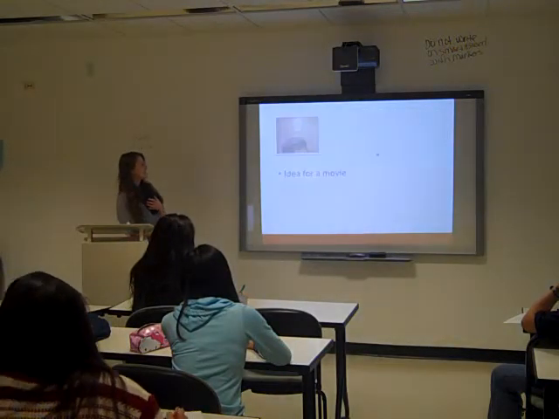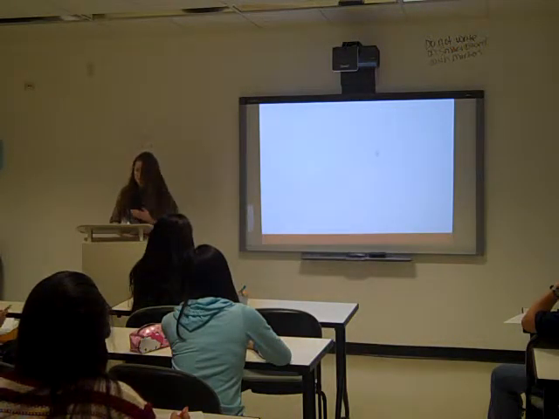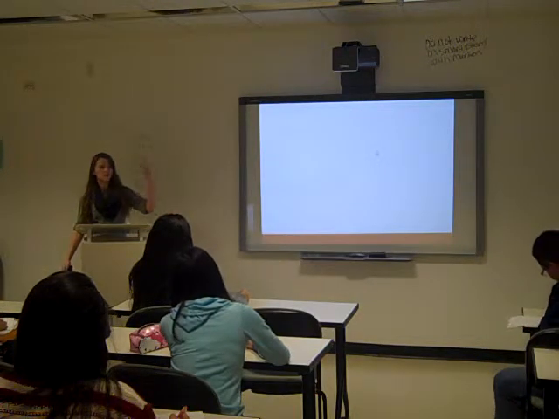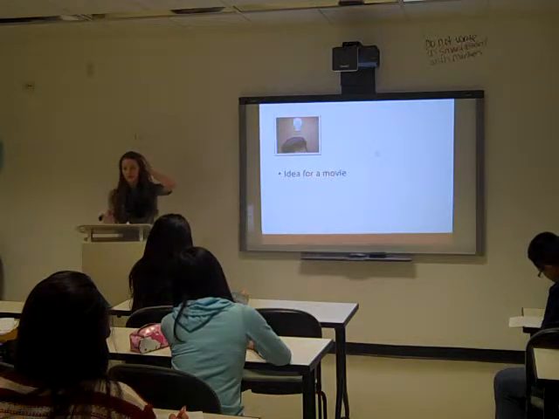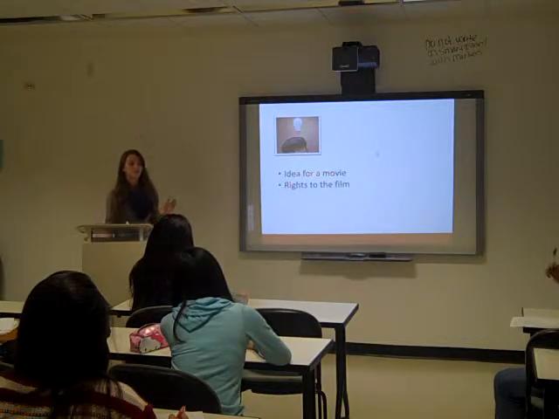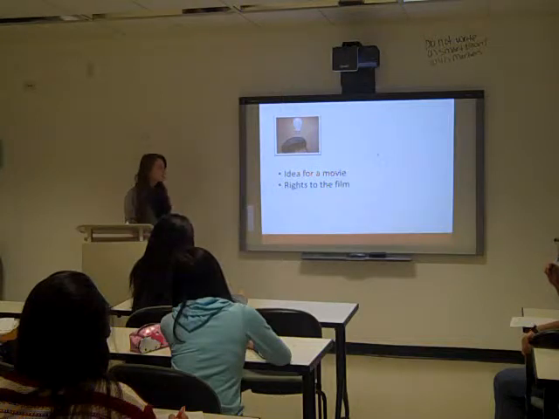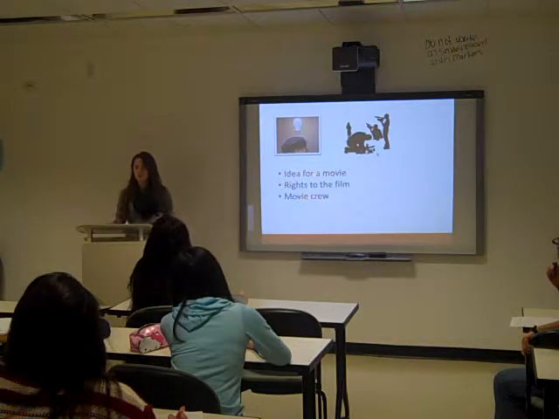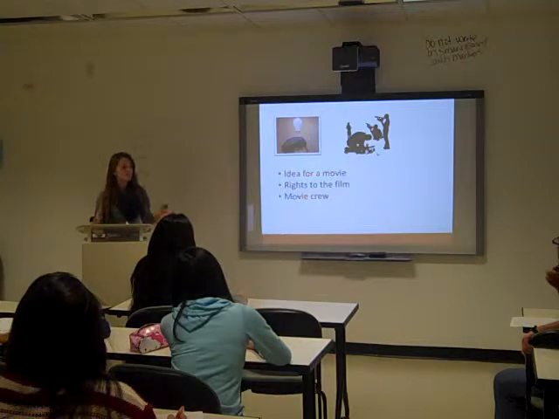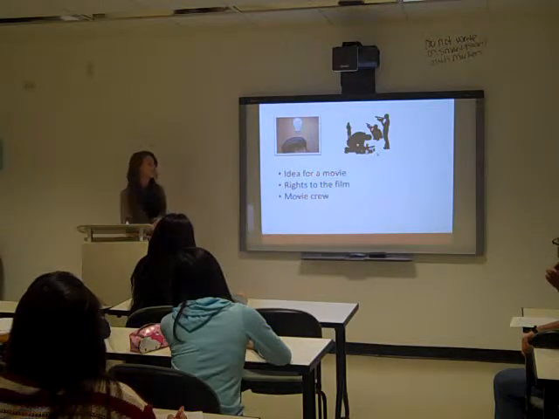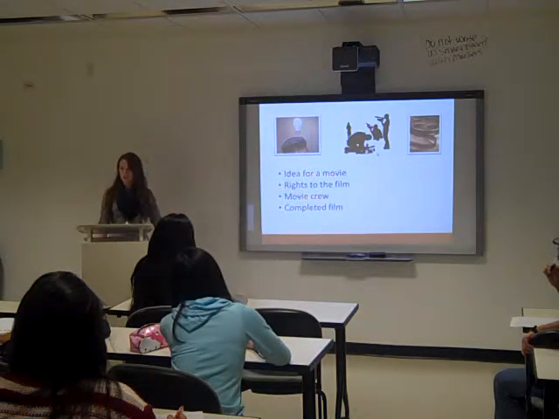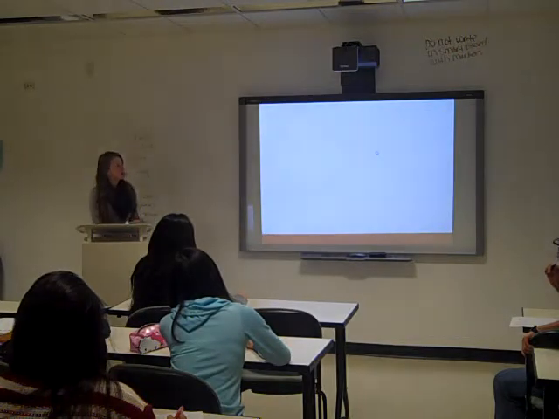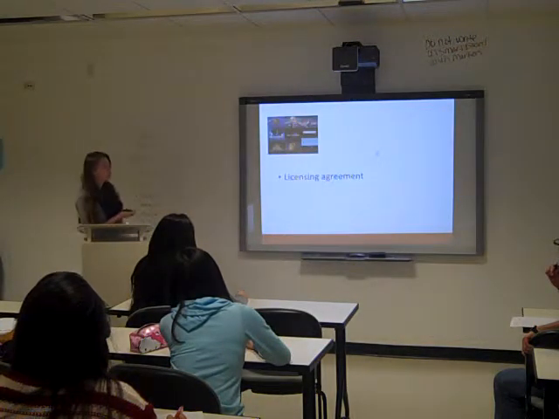Let's start with some steps in general. It starts with someone having an idea for a movie. Then an independent investor or studio buys the rights for the film, and people are brought together, the crew, like the director, producer, cast, and so on. Then they make the film and send the completed film to the studio. Then the studio makes a licensing agreement with the distribution company.